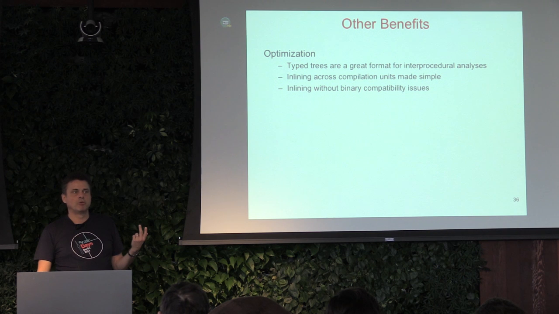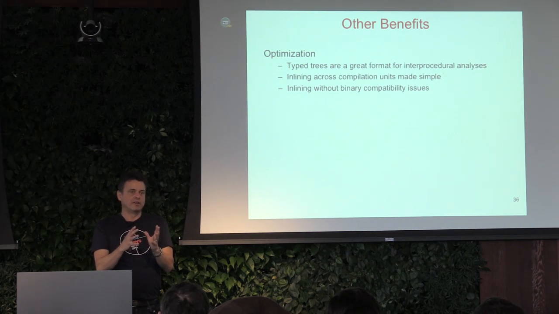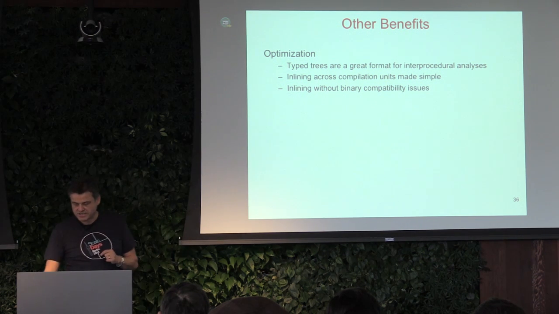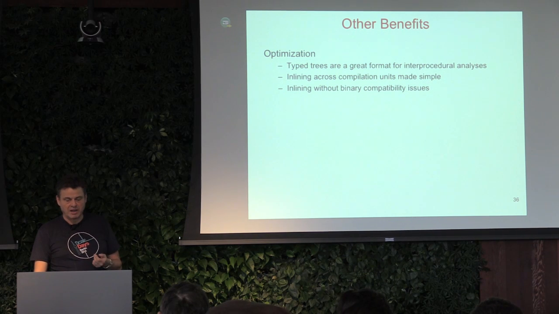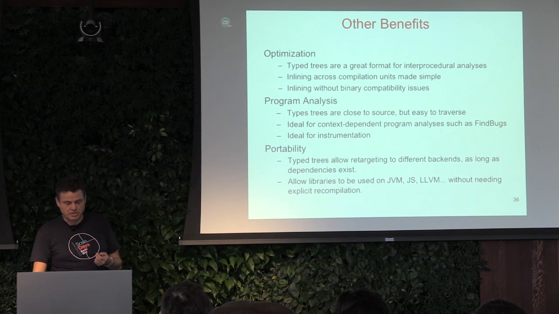Without the type trees, all we could do is essentially a local analysis that looks at the local code only, and of course that would miss a lot of things where the dangerous pattern goes over several layers of methods. We can also do very aggressive inlining without any binary compatibility issues, because again, we can redo them as we need. We can use a lot of better program analysis, so for context-dependent program analysis or instrumentation.